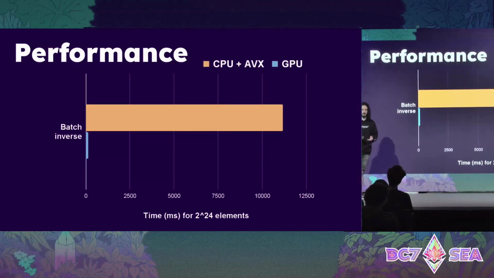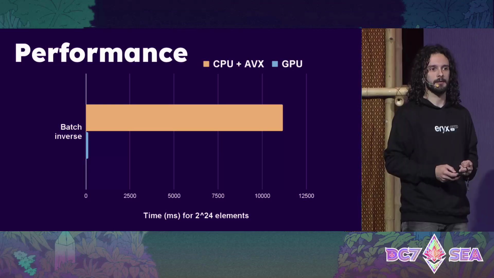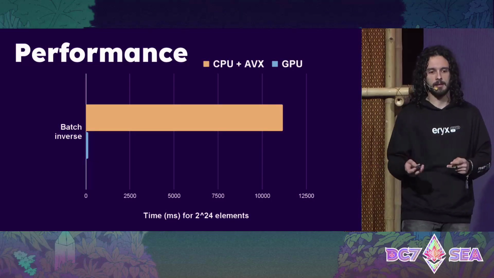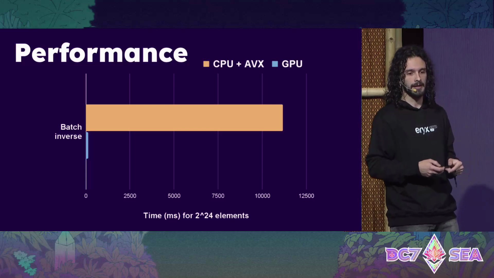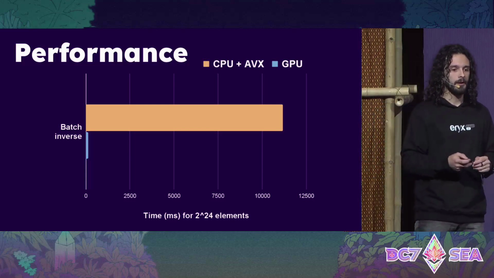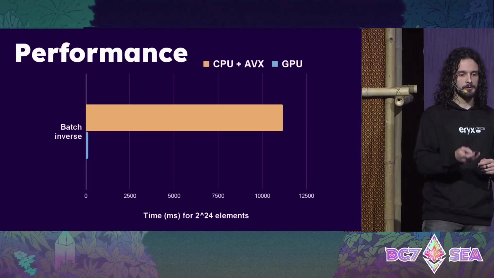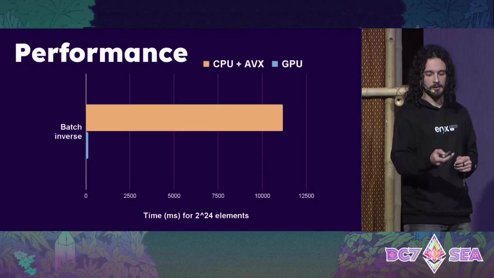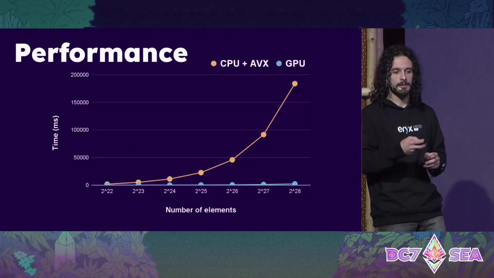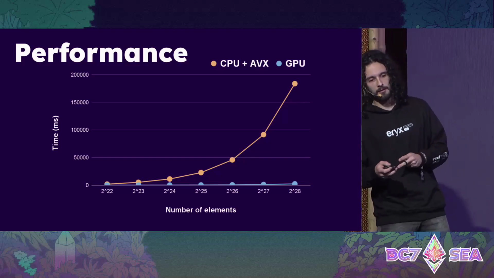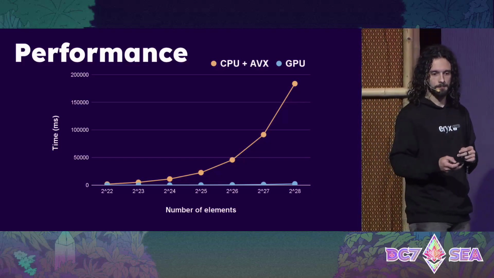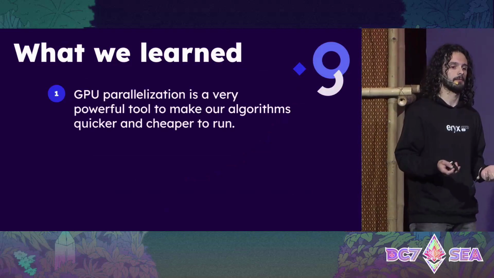It's ridiculous. This is compared against CPU using AVX. AVX is a technology that lets you handle single instructions with multiple data in CPU. So that's even better than CPU by itself. And the difference is still ridiculous. This is for 2 to the 24 elements to be inverted. And this is how it scales for bigger arrays. So what did we learn?